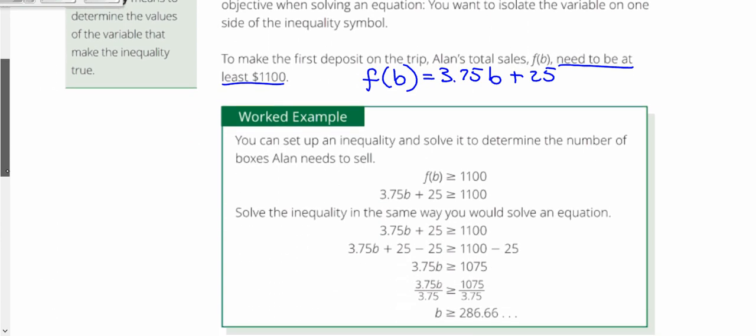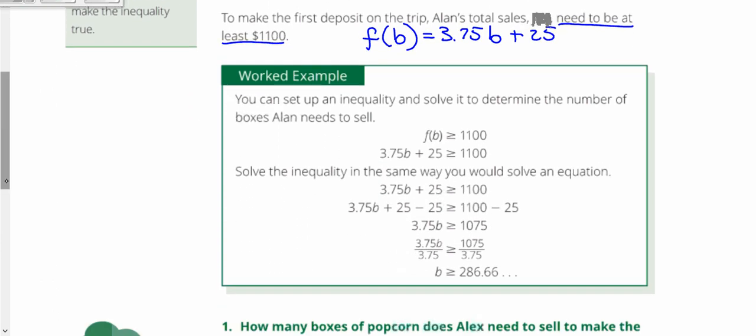So in this case, they need it to be at least 1,100. If you notice, they've set up the inequality so that 3.75b plus 25 is greater than or equal to 1,100. Then they go through the process just like with an equation, using the properties of equality, subtracting 25 on both sides and then dividing by 3.75. They get an answer of 286.66. Well, that's a correct answer. There's nothing wrong with that answer.